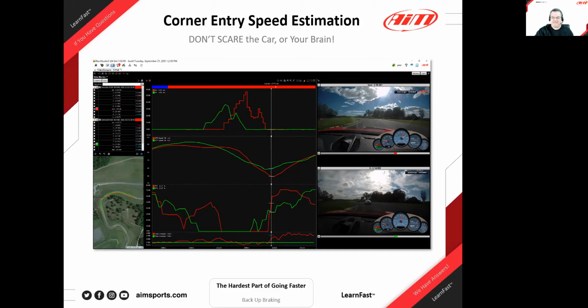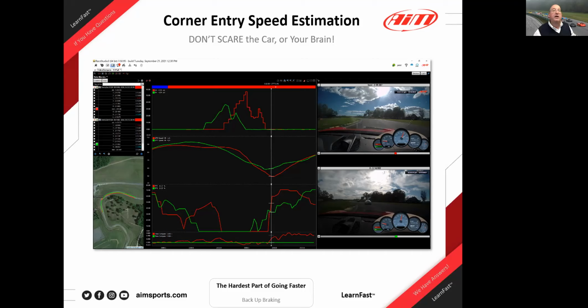Corner entry speed estimation. That's the next step. How do we figure out what speed to enter the corner? That's a really hard thing to do. Don't scare the car or the brain. Most drivers try to achieve too great a change in too short a time, which is why they crash.